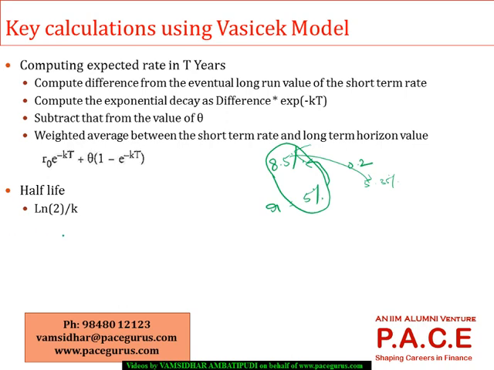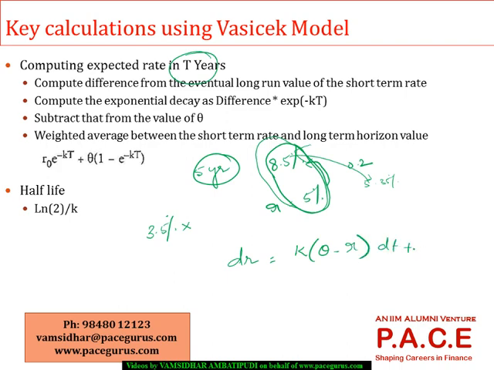So the way you will compute the interest rate after T periods, not after one, is you first find out the difference right now. The difference is 3.5%, right? Now let's say at the end of 5 years, I want to find out what would be the expected interest rate. Because as per the model, the change in the rate is nothing but k times theta minus r into dt plus, so this is the expected rate, whereas this is contributing to the variation. So the expected rate is more or less this term, but this term is changing every period.